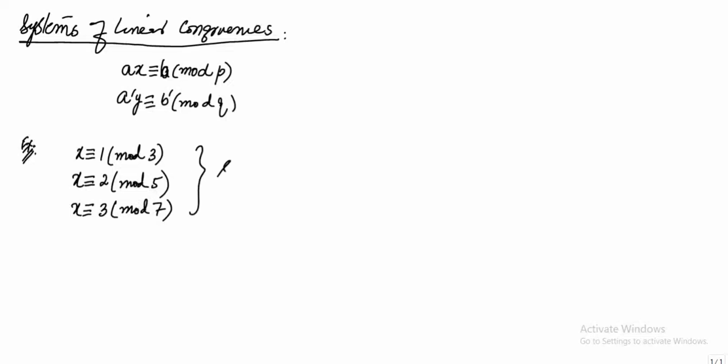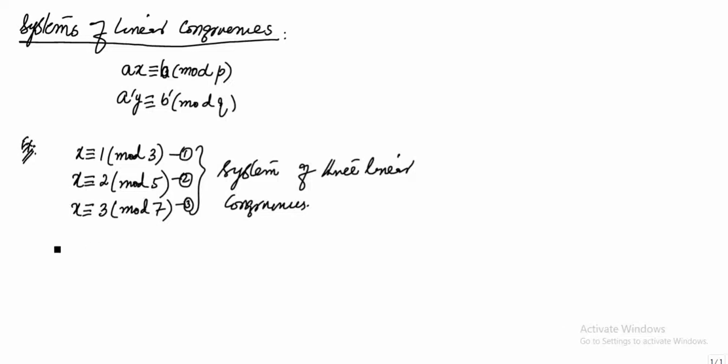So this is a system of three linear congruences. Okay, so you can call it 1, 2, and 3. Okay, consider the first congruence. Consider the first congruence, x congruent to 1 modulo 3. Okay, and we know that it's very simple. You can write the solution.